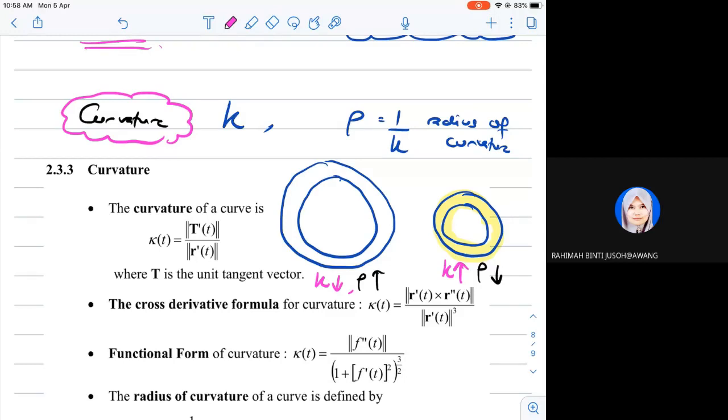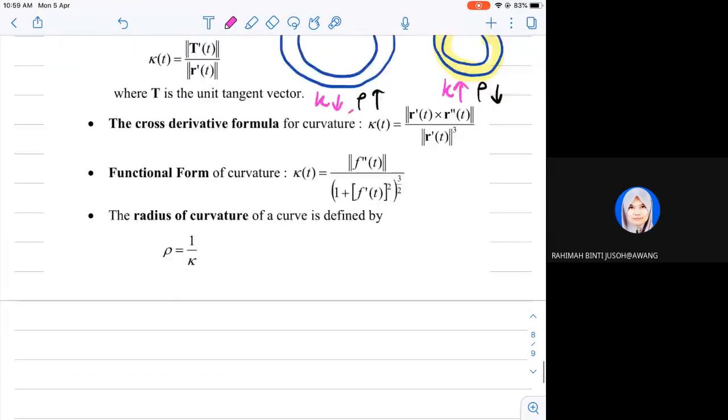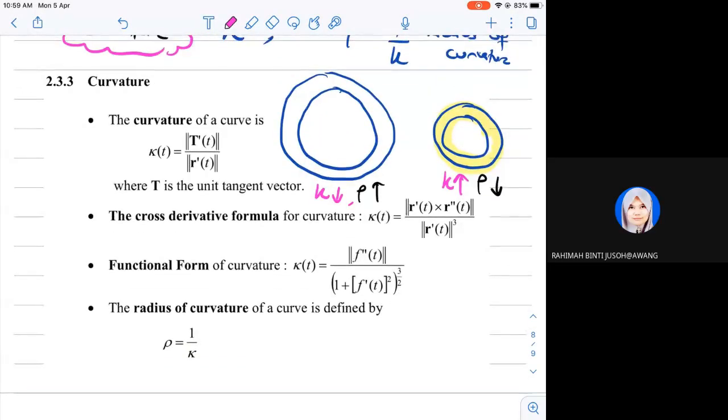Understand guys? The physical meaning of this curvature ni, konsep ni? Yes, madam. Okay, good, very good. Curvature ni dia ada banyak formula guys. Banyak sangat formula. Okay, you can use either one of this formula. Okay, dia ada satu, dua, tiga formula.